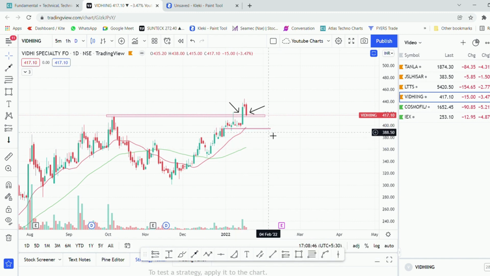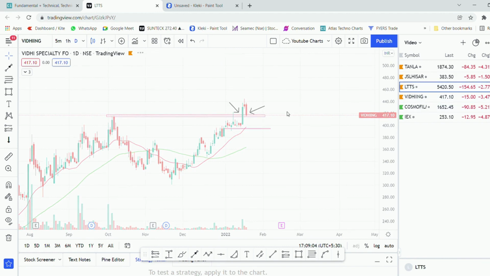was an area of support for this before breaking out. Also, coincidentally, the moving average, the 21 exponential moving average, which is the red line in this chart, is also near the same area. So this could act as a very good support for the stock in the coming days. The second stock that we can look upon for entering is LTTS.